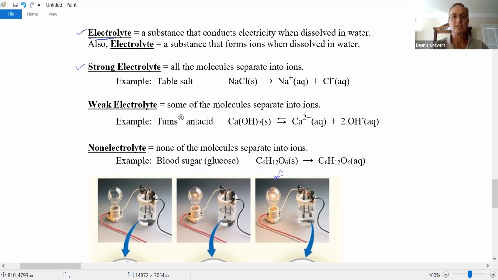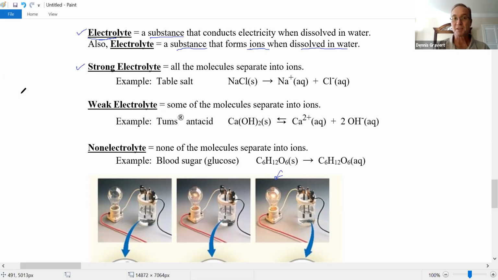Let's see, I'm jumping again. Let's go back and finish our definitions. Electrolytes, that's any material like table salt that conducts electricity when it's dissolved in water. So an electrolyte would be sodium chloride. On the sports drinks, you'll probably see potassium chloride. Potassium ions are required in the body. It's a good electrolyte. Electrolyte also means those substances that actually form ions when they dissolve in water, because that's actually how water conducts electricity, through the motion of these ions.